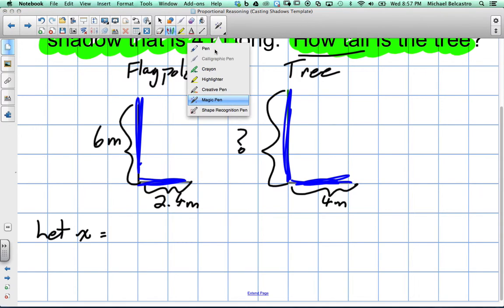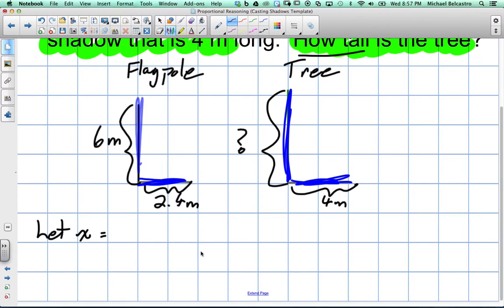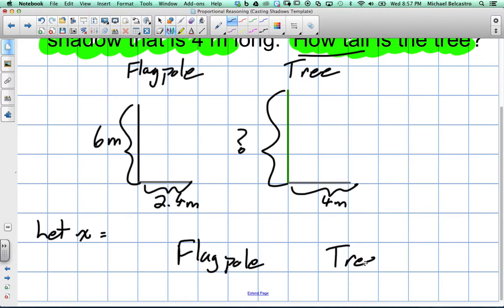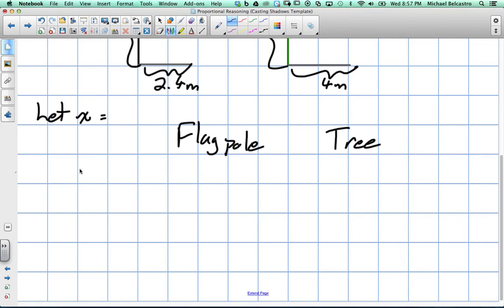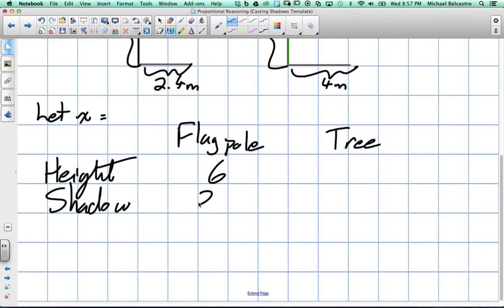Maybe setting up a chart here will help us out. Flagpole and tree are our columns, and our rows will be the height and the shadow length. Let's write our info this way. Flagpole height, 6 meters. Flagpole shadow, 2.4 meters. Tree height, unknown. Tree shadow, 4 meters.